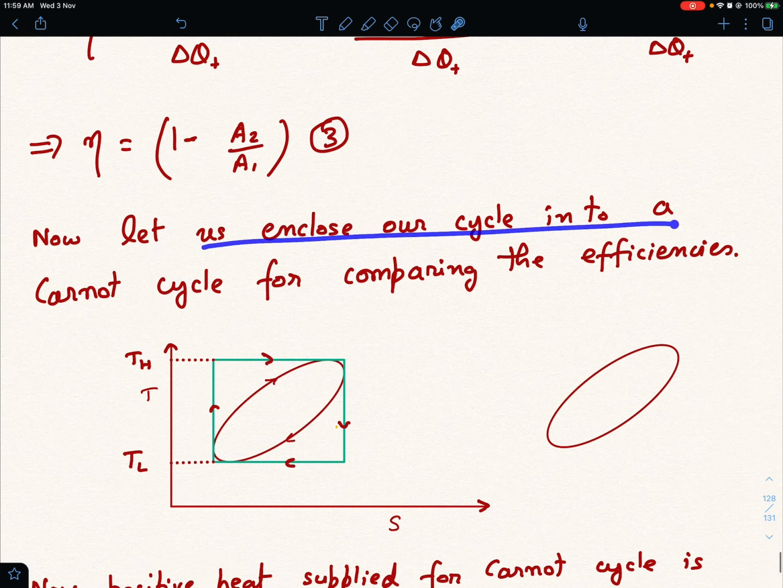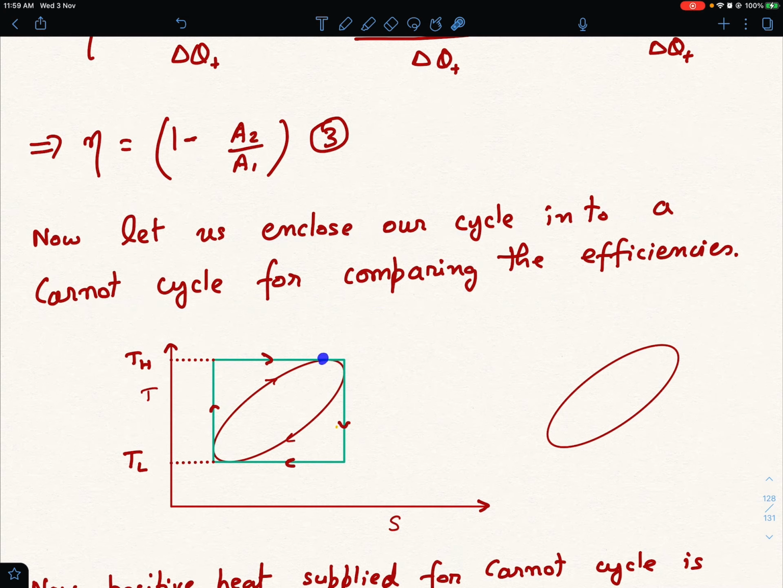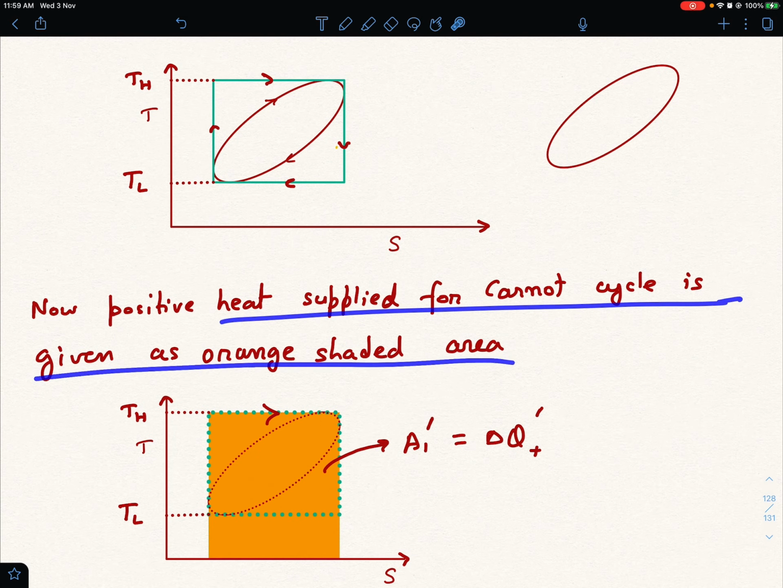So I hope this much is clear for the efficiency of this cycle, the arbitrary cycle. Now let us enclose our cycle into a Carnot cycle for comparing the efficiencies. Between the same maximum and minimum temperatures, I can also have a rectangle, right? And this rectangle will represent the corresponding Carnot cycle between the same maximum and minimum temperatures, right?